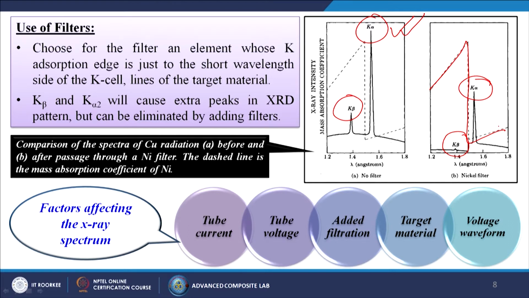So, which are the factors which affect the X-ray spectrum? First one is the tube current, then tube voltage, added filtration, target material and the voltage waveform. Now, let us come to the actual point: why are X-rays used in crystallography?